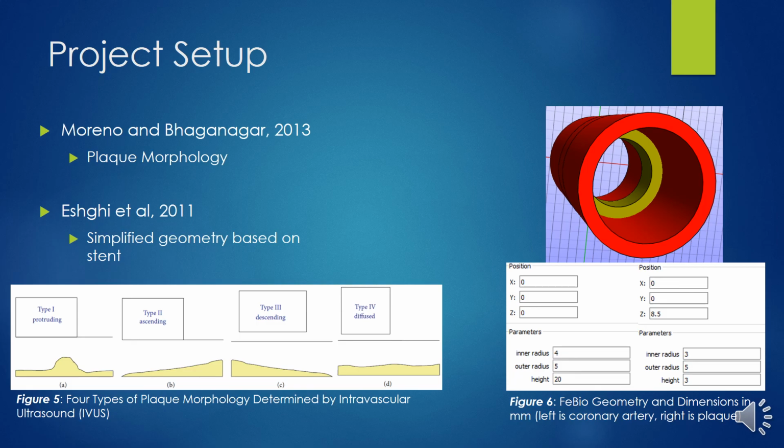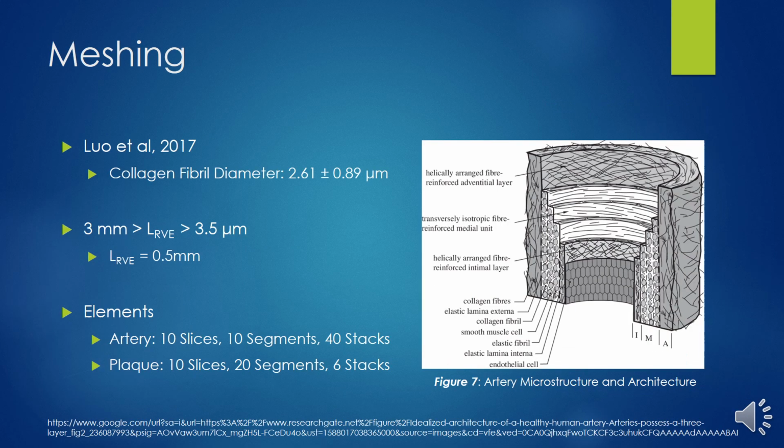In the picture on the top of Figure 6, the red represents the artery and the yellow represents the plaque that was created in FEBio when plugging in these dimensions. The next step was to determine a mesh for this model. In order to find the best mesh, I needed to determine the largest characteristic microstructure dimension to ensure that my representative volume element size is bigger.